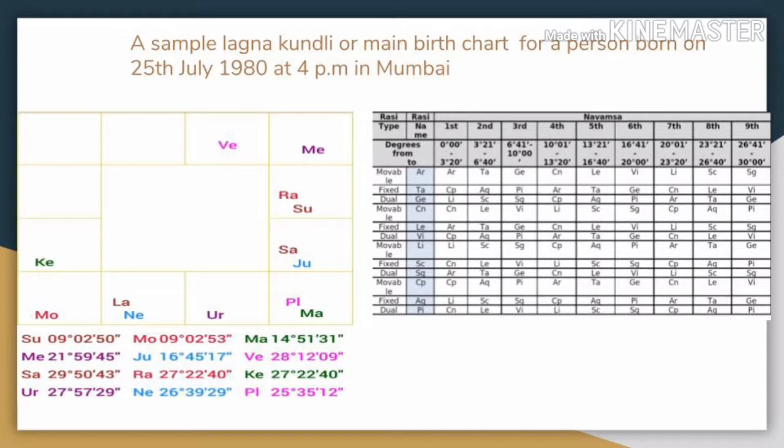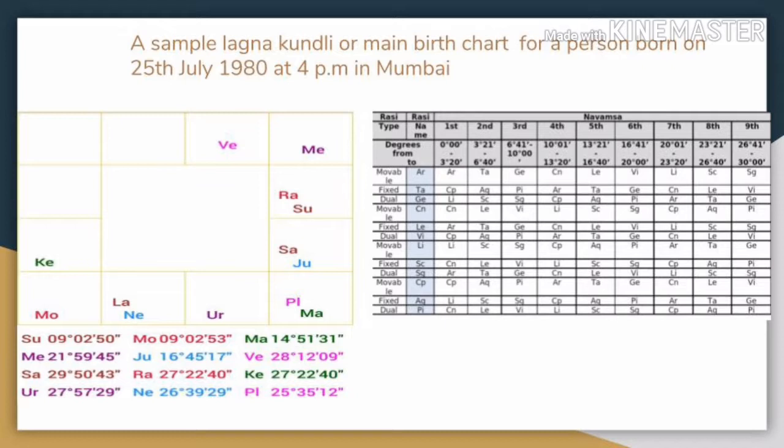Okay. And the respective planets are placed in the respective signs as the planets were located at the time of his birth. Now, it is very important to note the degree of every planet. So you can see Sun is located at 9 degrees 2 minutes 50 seconds. Moon at 9 degrees 2 minutes 53 seconds, and so on. You will have the degrees of every planet. Now this is the lagna kundali or the birth chart. Now from this birth chart, how do we derive the Navamsa? Now I will show you how to get the Navamsa Kundali.